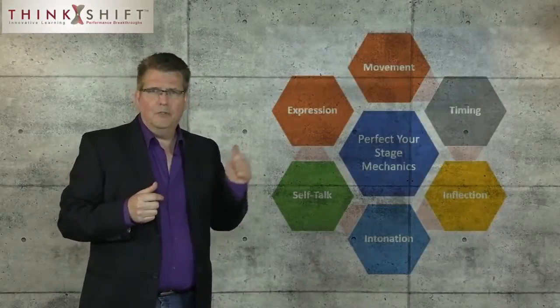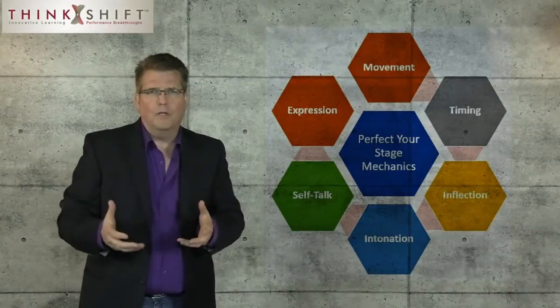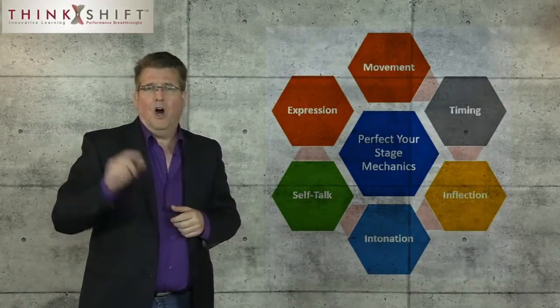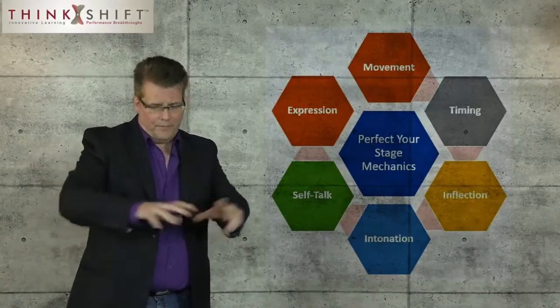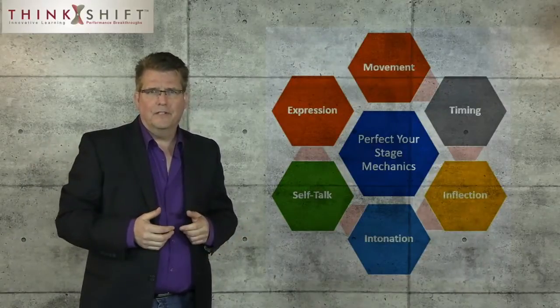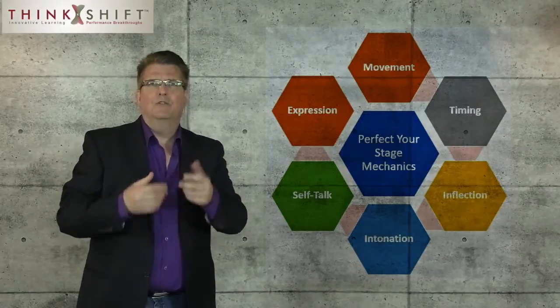Now, in a nutshell, stage mechanics encompasses 6 key areas that I'd like to share with you. It includes movement, which is the physical positioning and location of the performer in their environment. Always give thought to how you can move your narrative forward through the physical positioning of your characters. It also includes timing, which is how you create anticipation.